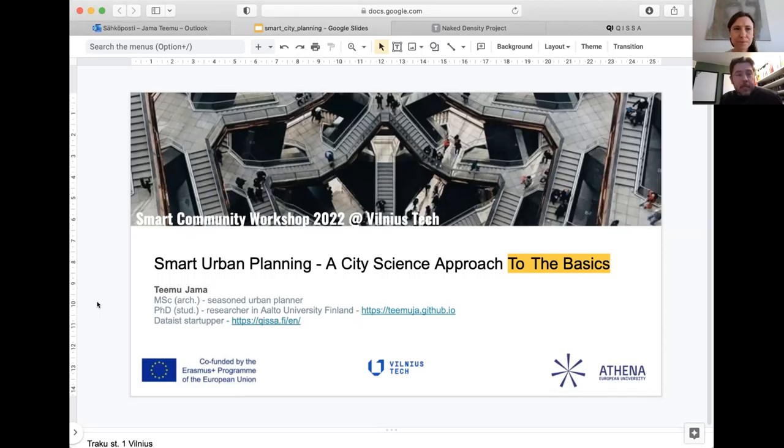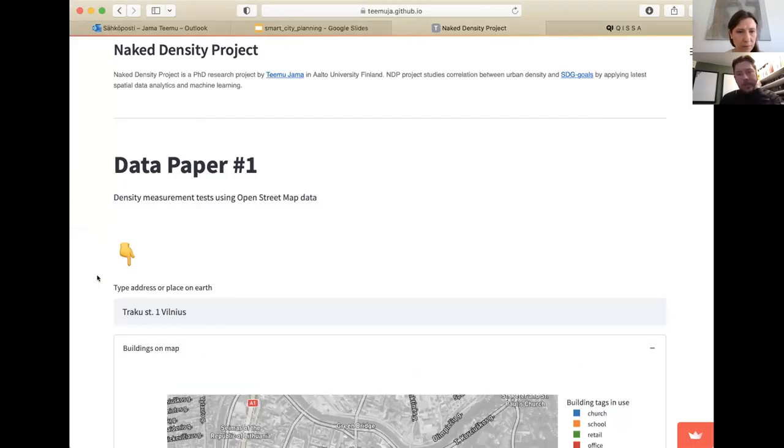I'm an architect, I put here as a seasoned urban planner, meaning that I've been acting as an urban planner for 20 years already, mainly in Finland and Nordic countries, and some of the projects abroad also. But now I'm not talking about my projects. I try to keep my new hat on, which is this PhD student hat. I just started my PhD last autumn, and I started to do research on a very basic issue called land use density, urban density.